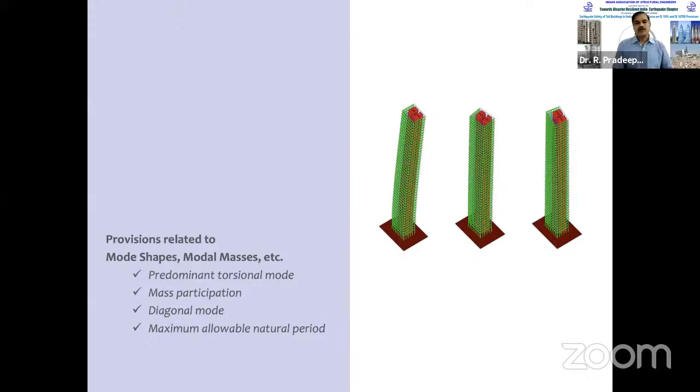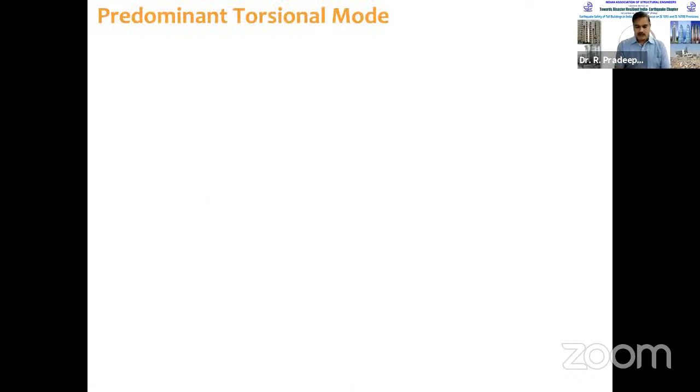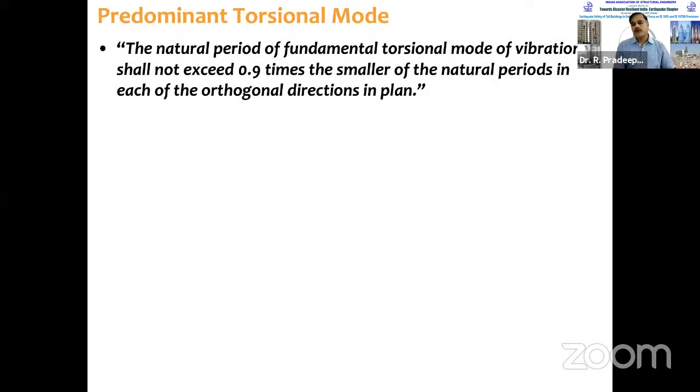In this one, there are some provisions related mainly to mode shape and modal masses. What are they? One is predominant torsional mode, then mass participation, diagonal mode, and maximum allowable natural period. These are all clauses related to mode shape. Please focus on predominant torsional mode. What the code suggests is that the natural period of the fundamental torsional mode of vibration shall not exceed 0.9 times the smaller of the natural periods in each orthogonal direction.